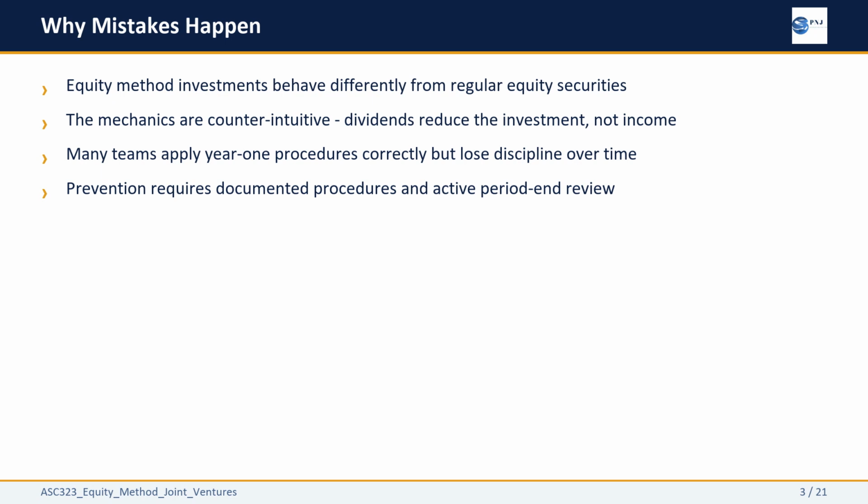Before we look at the specific mistakes, it is worth understanding why they happen at all. Equity method investments behave differently from ordinary equity securities, and some of the mechanics are genuinely counterintuitive. Dividends, for example, reduce the investment balance rather than flow through income. Losses stop accruing when the balance reaches zero. Many teams learn these rules in year 1 but gradually lose discipline as the investment becomes routine. The 5 mistakes we will cover are the ones that appear most frequently in audit findings and restatements. Understanding the root cause of each one is the first step to preventing it.